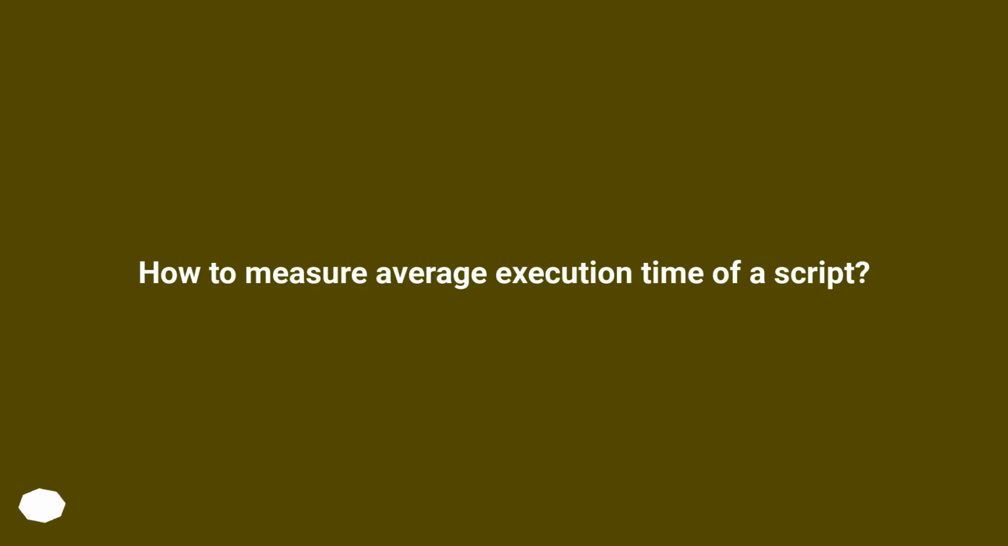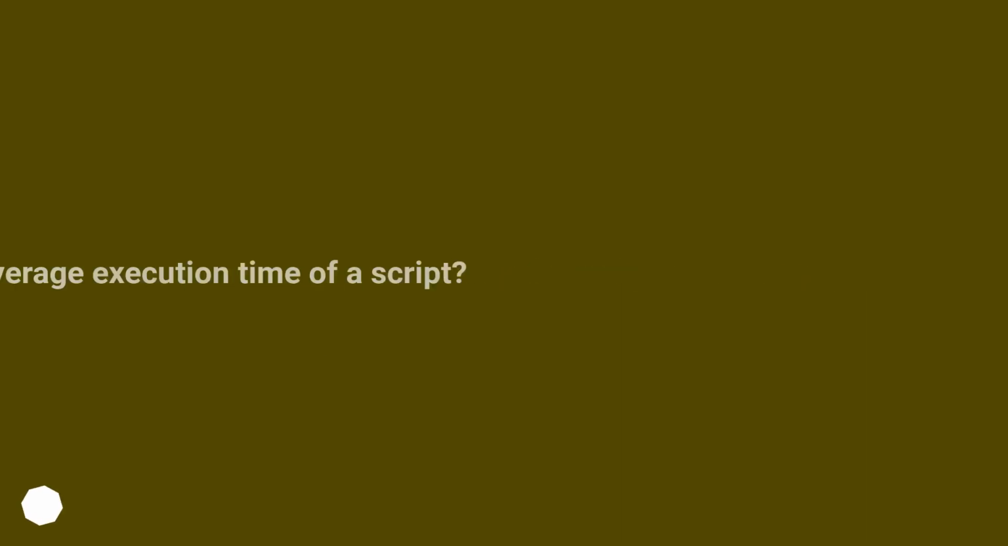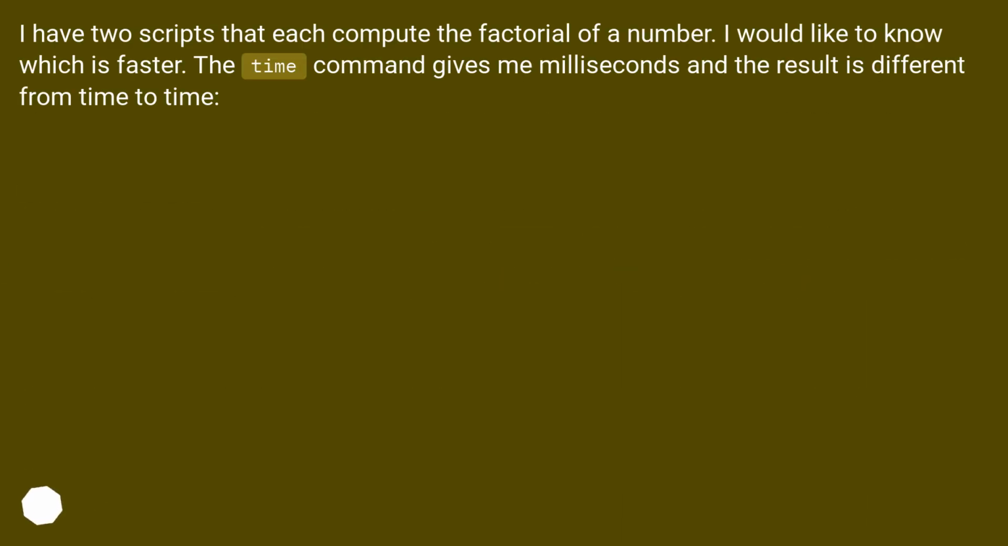How to measure average execution time of a script. I have two scripts that each compute the factorial of a number. I would like to know which is faster. The time command gives me milliseconds and the result is different from time to time.